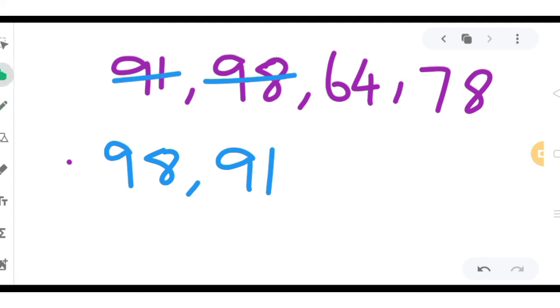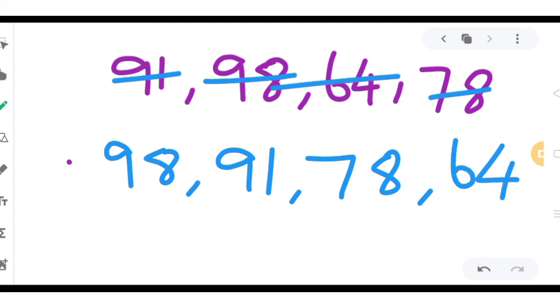See the next ones, 64, 78. So here we are going to compare these two numbers, 6, 7. The first digit is 6, 7 here. So which is bigger? 7 is bigger. So we should write 78. The next is over. The only remaining number is 64. So over. So this is the descending order. Descending order, it seems, from the biggest to the smallest.